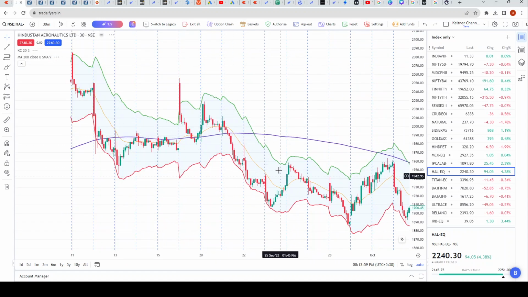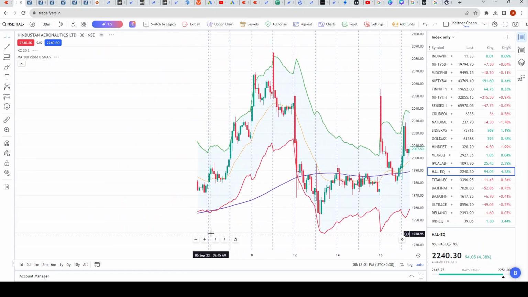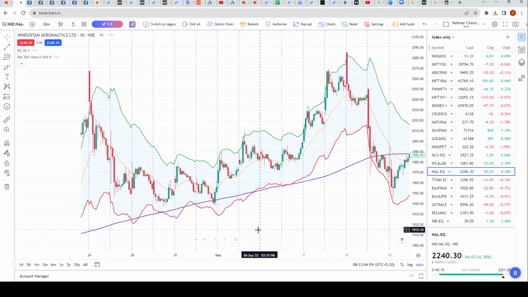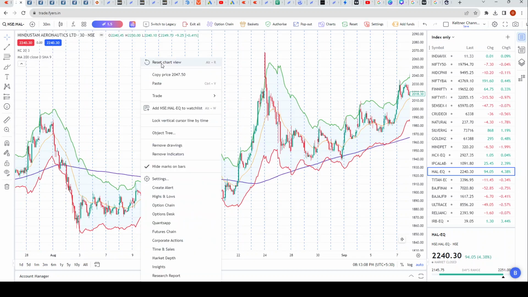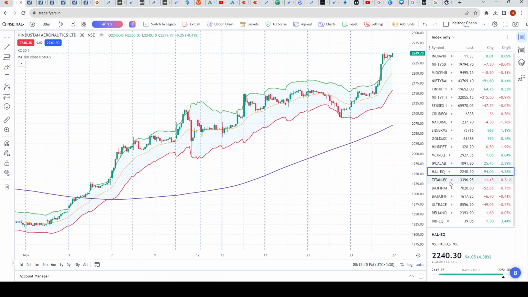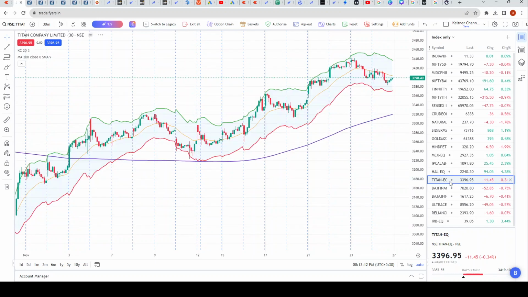See, again here it was bearish, bullish, so on and so forth. You can click on another chart. Let's click on Titan. Again, you see it's bullish.